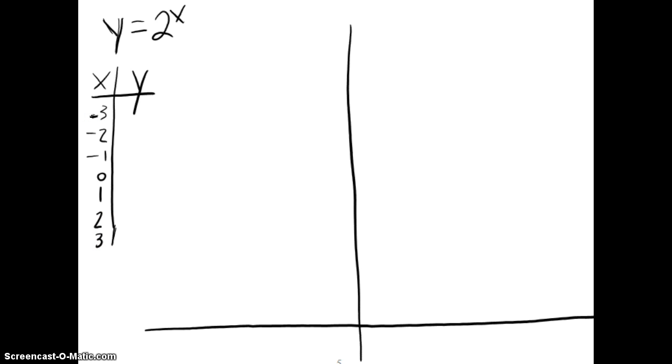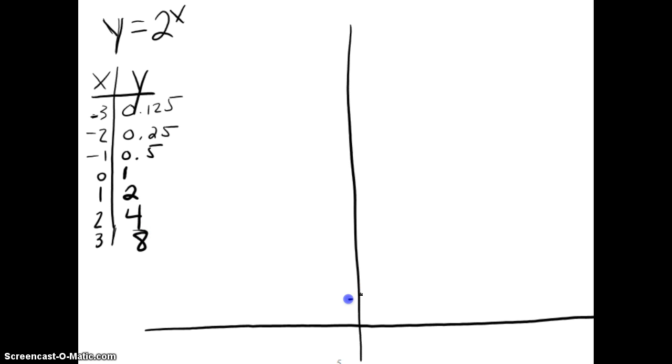2 to the -3. Pop that into the calculator, and you get 0.125. 2 to the -2 is 0.25. 2 to the -1 is 1/2. And when I come in to do 2 to the 0, as we know, it's always 1. 2 to the 1 is 2. 2 squared is 4. And 2 to the 3rd is going to be 8.